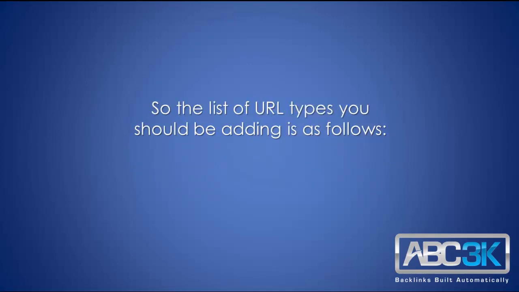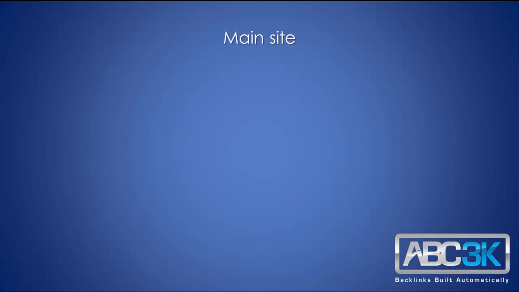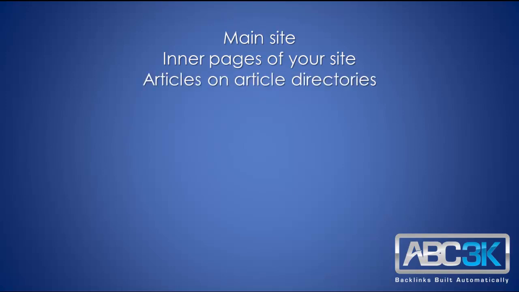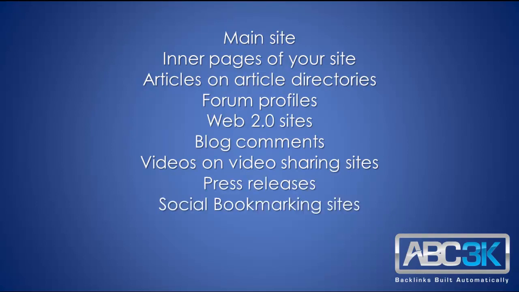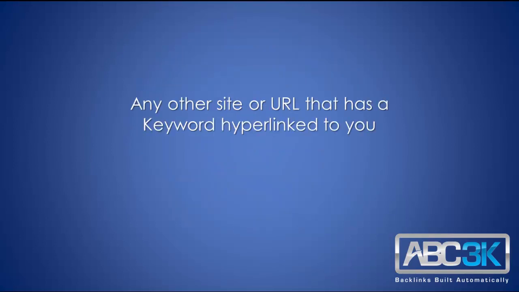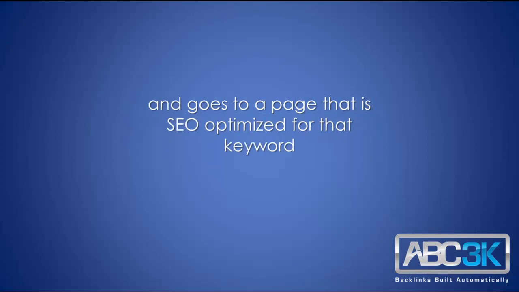So the list of URL types you should be adding is as follows. It'll be to your main site, the inner pages of your main site, articles on article directories, forum profiles, Web 2.0 sites, blog comments, videos on video sharing sites, press releases, social bookmarking sites, and any other site or URL that has a keyword hyperlinked to you and goes to a page that is SEO optimized for that keyword.